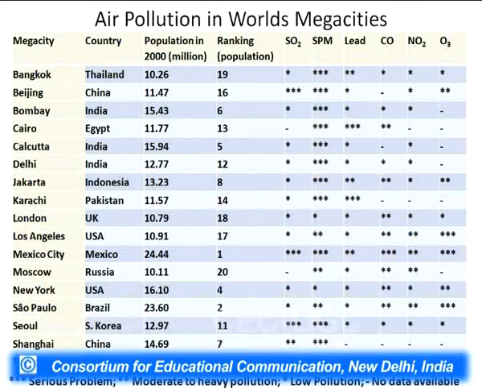Here in this picture we can see the pollution level of some of the major cities of the world. It is Bangkok, Beijing, Bombay, etc. Here we have the 5 different criteria pollutants, that is sulfur dioxide, SPM, lead, CO and NO2. We can see here, if the concentration is significantly high, it has been categorized as a serious problem, and it has been indicated here by 3 star.